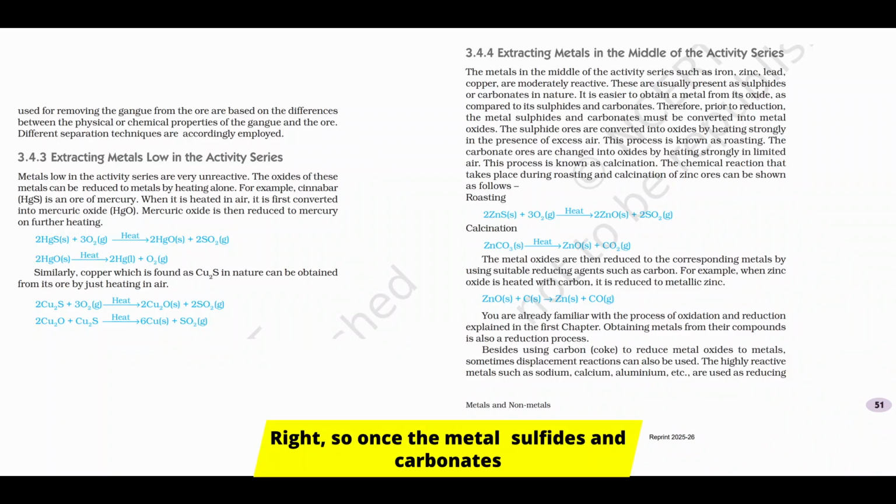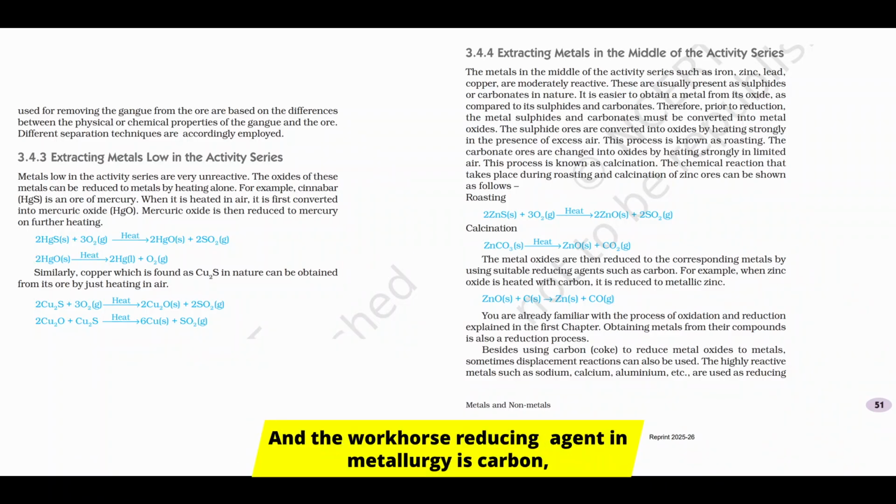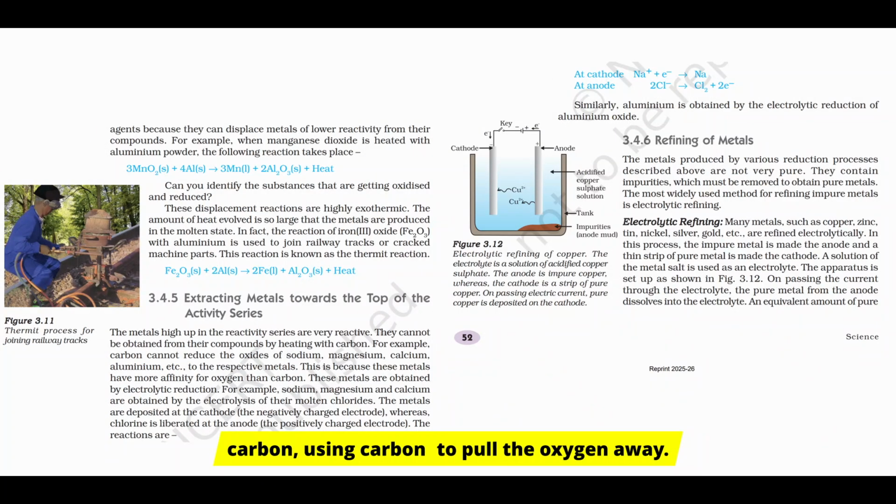Right. So once the metal sulfides and carbonates are converted to metal oxides, like ZnO from either ZnS or ZnCO3, these metal oxides are then reduced to the corresponding metals. How? The most common and economical method involves using a suitable reducing agent. And the workhorse reducing agent in metallurgy is carbon, usually in the form of coke, which is mostly carbon. Using carbon to pull the oxygen away.